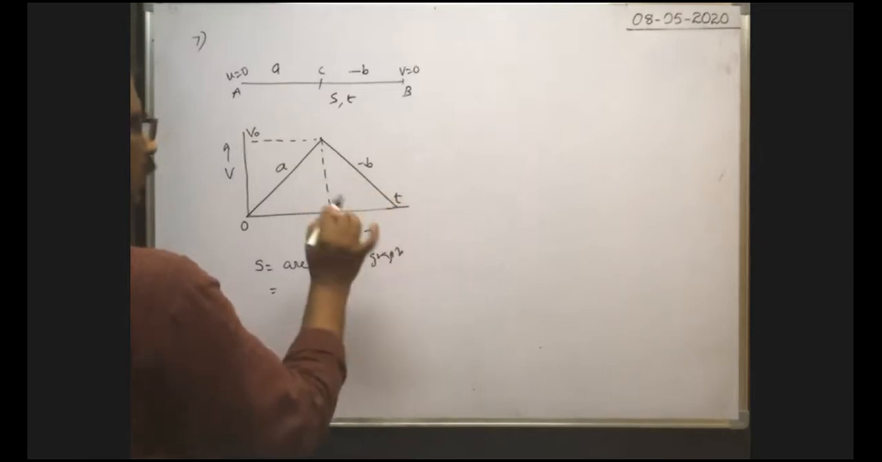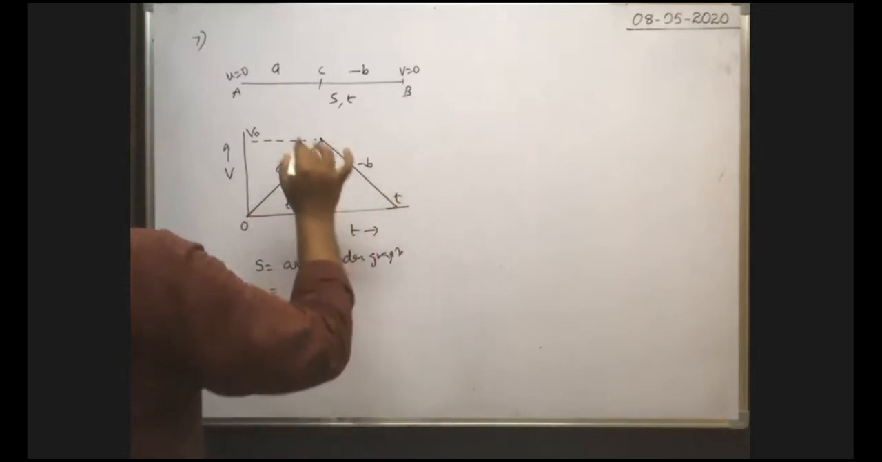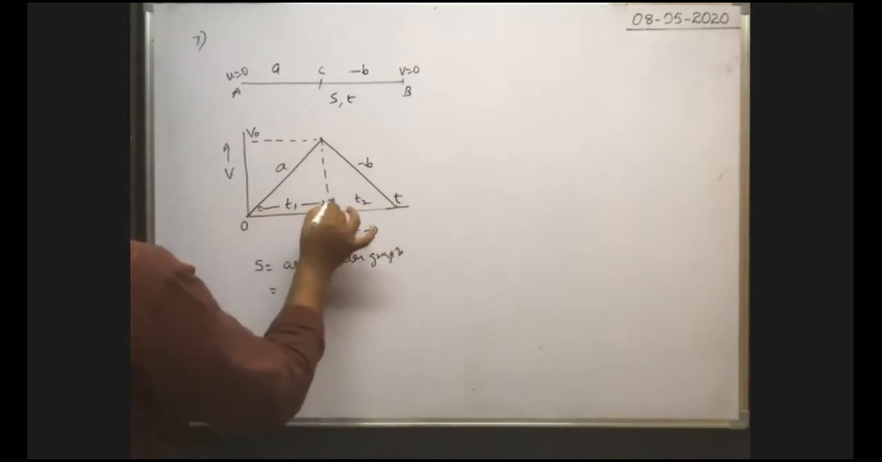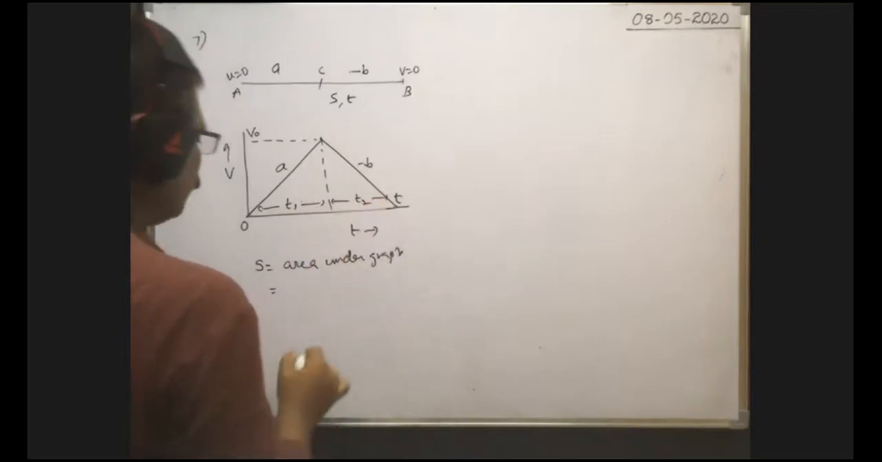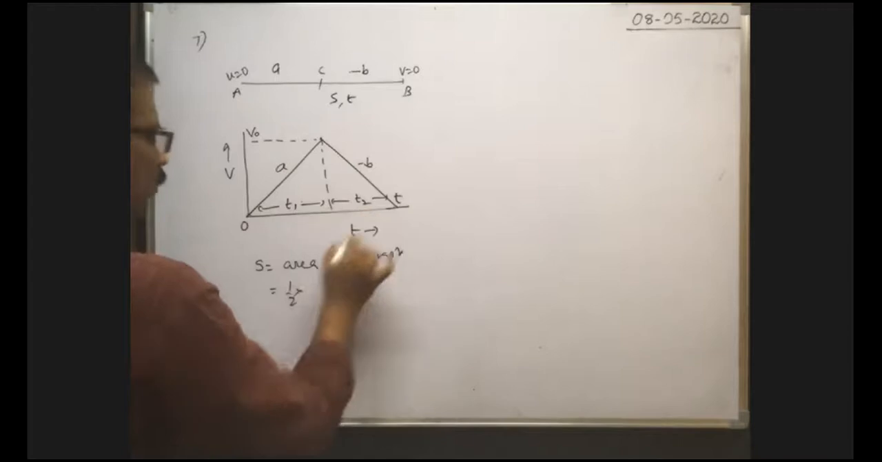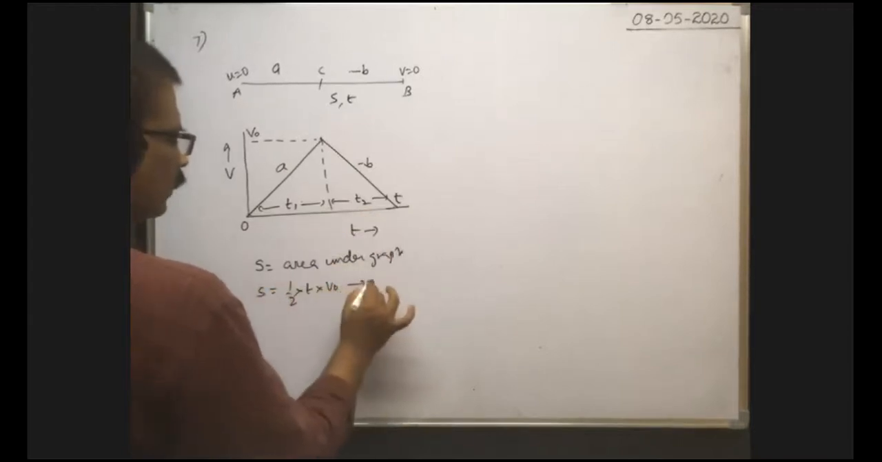That's why this time is t. This time is say t1. For t1 seconds it accelerates, and for t2 seconds it decelerates. You take this time for our convenience. Now area under the graph is equal to half base into, base means t, into height means v naught. This is equation 1.